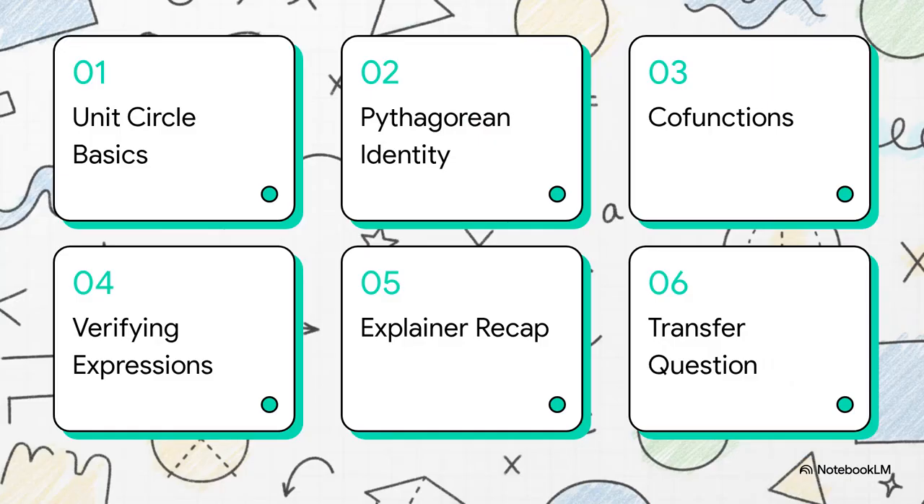Okay, let's dive into this. Here is our map for today's mathematical investigation. First up, the unit circle basics, then the Pythagorean identity, complementary cofunctions, verifying equivalent expressions, a quick explainer recap, and we'll wrap things up with a final transfer question.